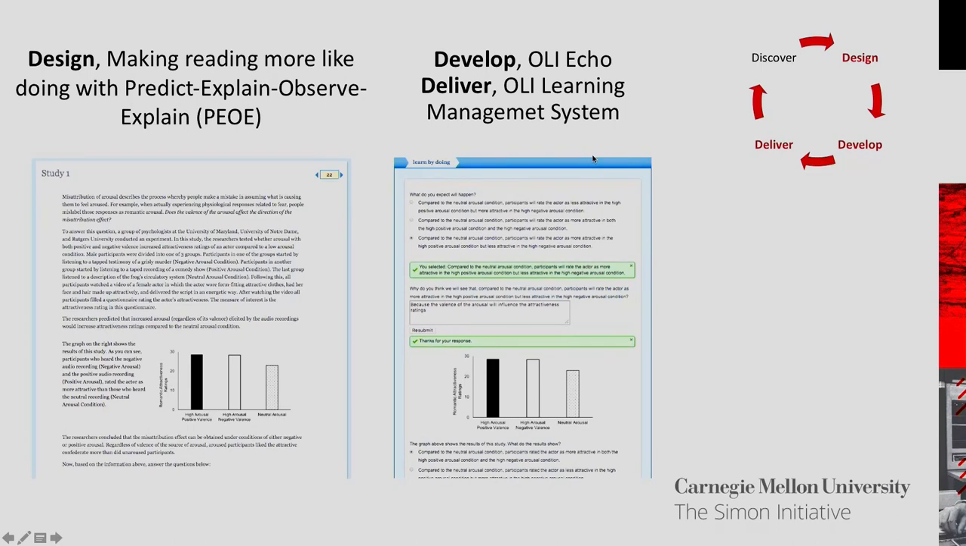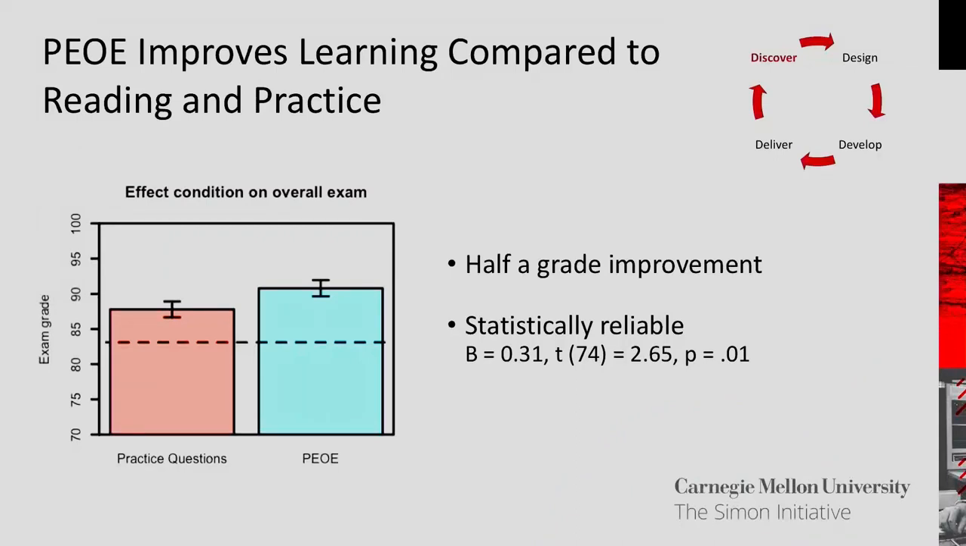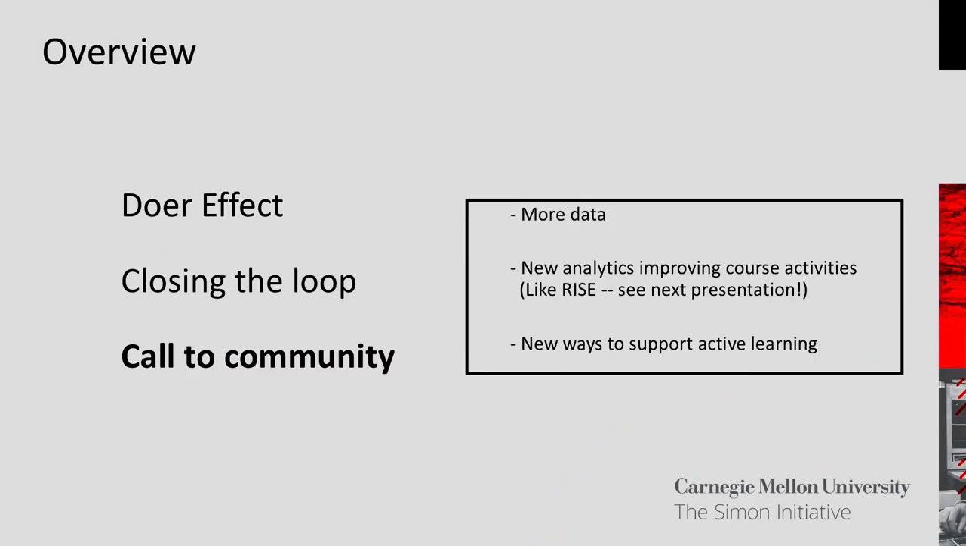But it's not just that it gets to students. Again, it gets to students in a way that the data is automatically collected. That comes for free with the management system. So you get this detailed process data. And we can ask questions, for example, of does it matter whether the predictions were initially wrong or right? Do you learn more depending on that? Does the quality of the explanation that the student is providing make a difference with respect to the outcome? The data to address those questions are now available to us. So that's the doer effect and closing the loop.